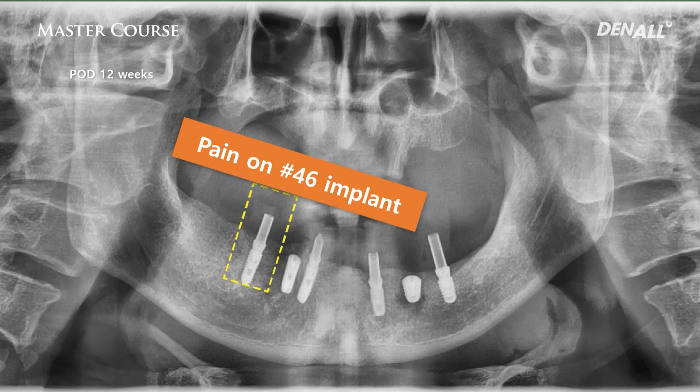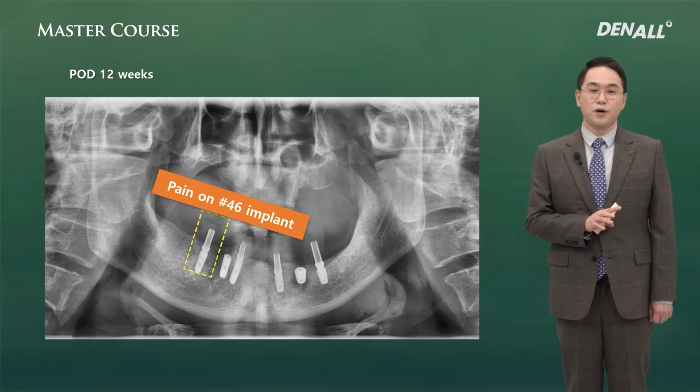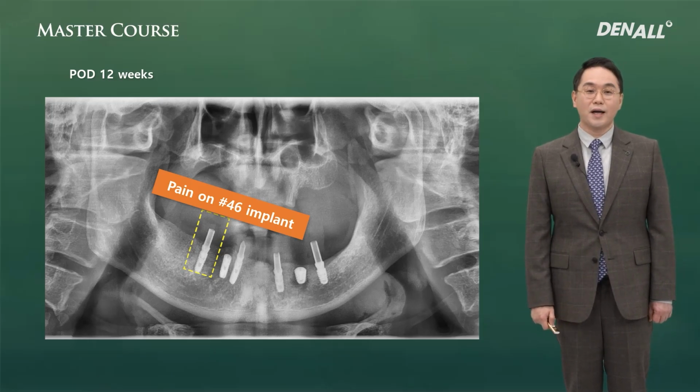Failure in osseointegration occurred. This is different from what I've shown you. With heating necrosis, there is an apical lesion or extensive bone loss, but if severe occlusal force is applied or if occlusal adjustment was done inappropriately, there is no extensive bone destruction. I thought the reason why number 46 failed was because occlusal force was applied excessively on that area.